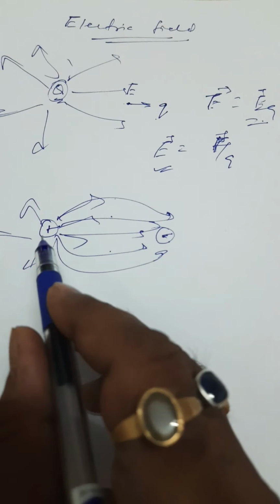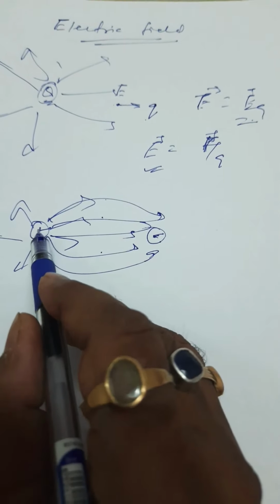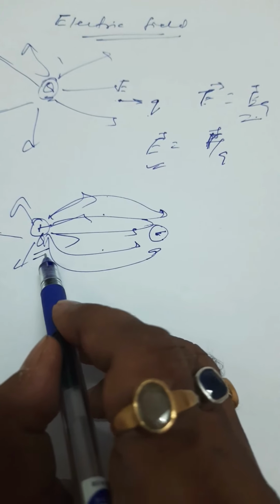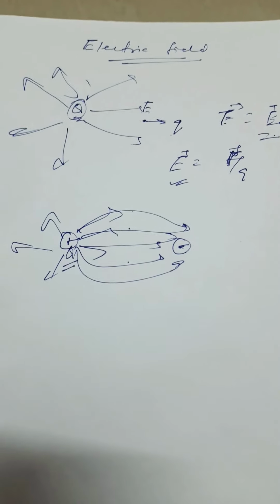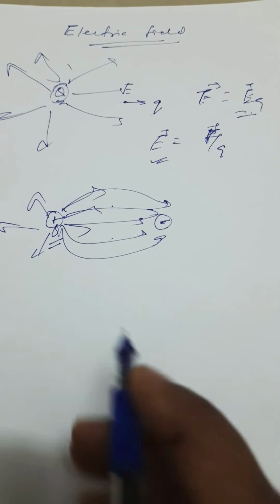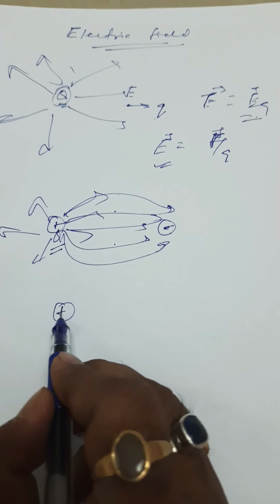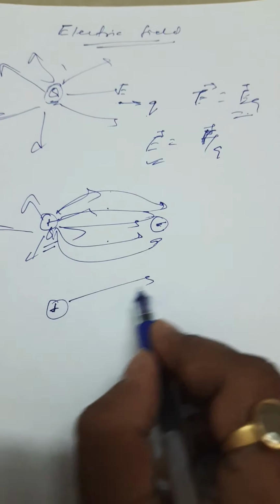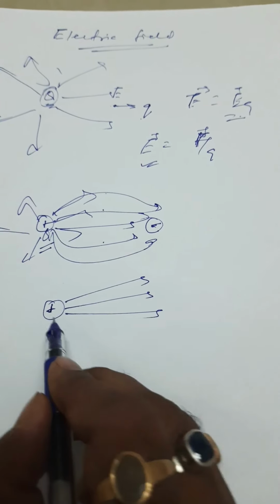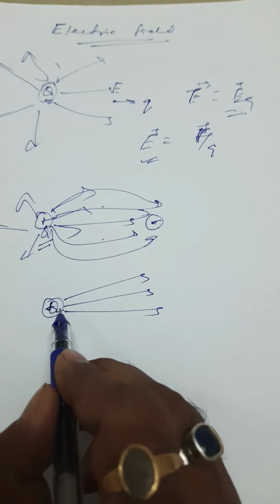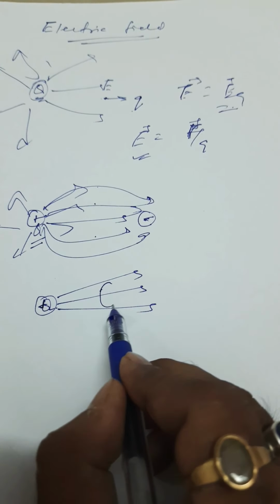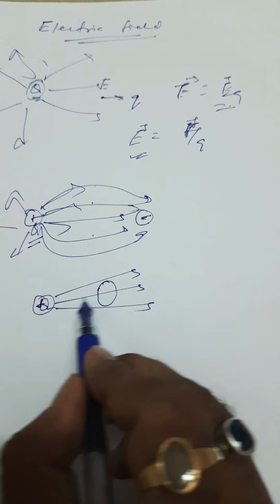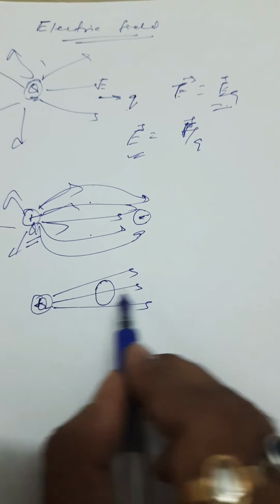Now this field is directly proportional to the value of the charge over here. The greater the charge, the stronger will be the field. This could be understood in this way: if you have a charge over here, this is the electric line of forces. If the charge is very small, it will be something like this. If you draw a normal line of force, you will find that this is the only field line passing through it.